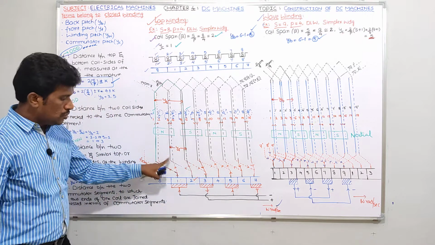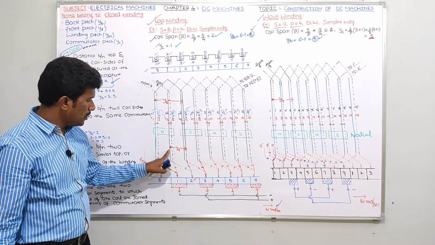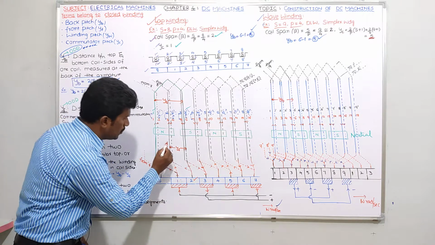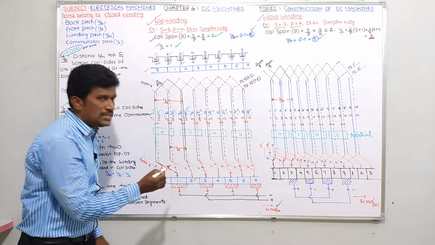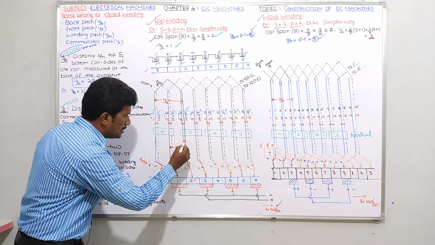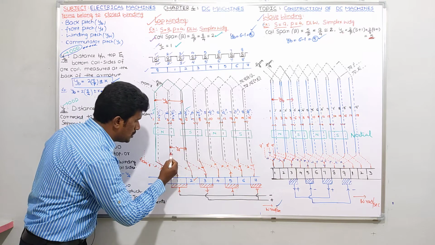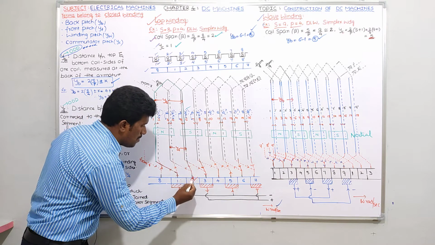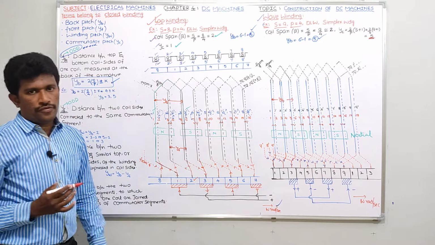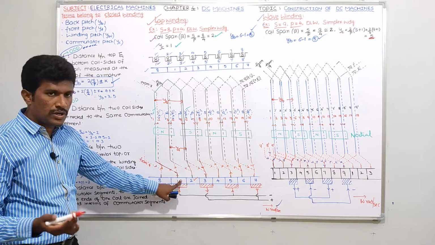So to this commutator segment 2, this is one coil side connected, and this is another coil side connected. The distance between these two coil sides connected to the same commutator segment is nothing but YF. If you want, you can take commutator segment 1 also, it is valid.